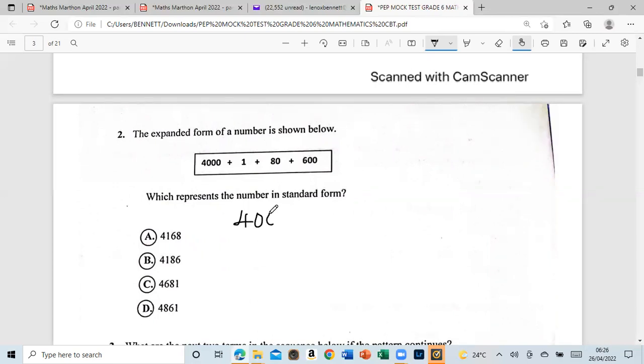Alright, so let's go. It's 4,000. This is kind of tricky, they're a little bit smart. They put the 1 there, but we just put the 600 for you guys as well, because trust me, it's the most difficult exam here. So this is 1, 8, 6, and 4. So therefore, it is 6.